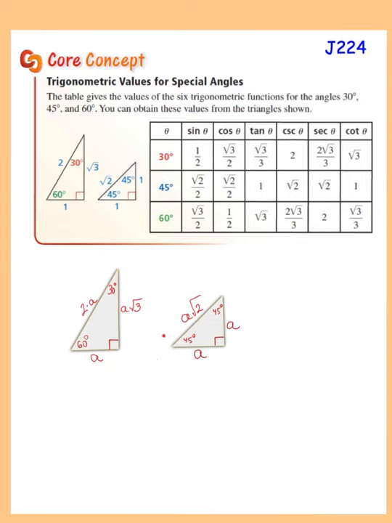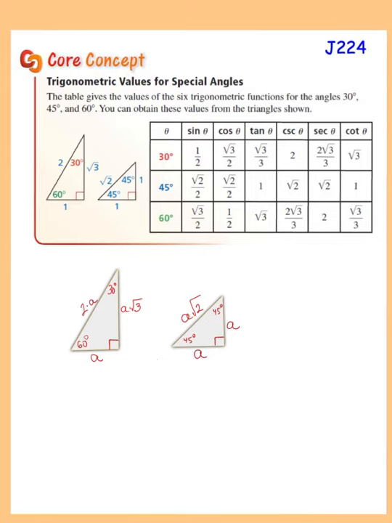Similarly, what we looked at before for 45, 45, 90, the lengths of the 2 legs are equal, so they are both having a value of a, and the hypotenuse is square root 2 times that value a. Again, if we replace a by 1, we'll get the side length of 1, the side length of 1, and the hypotenuse is 1 times the square root 2.